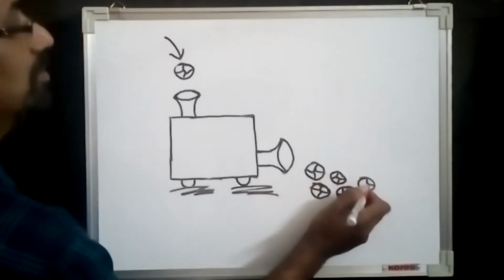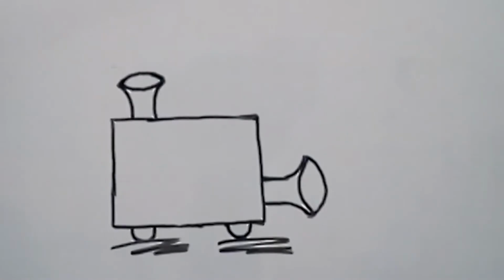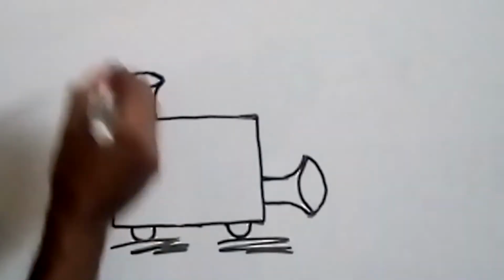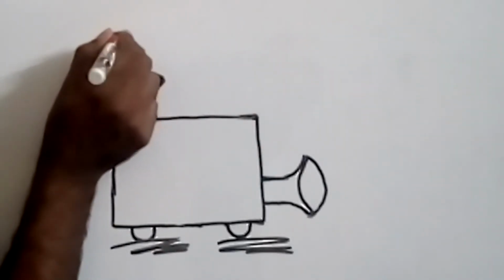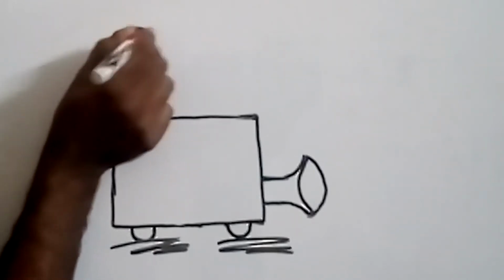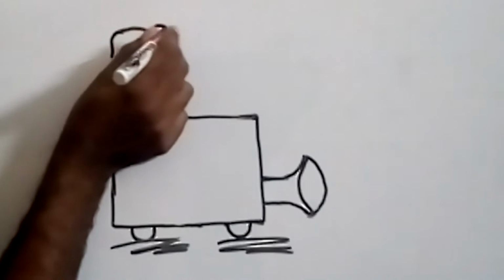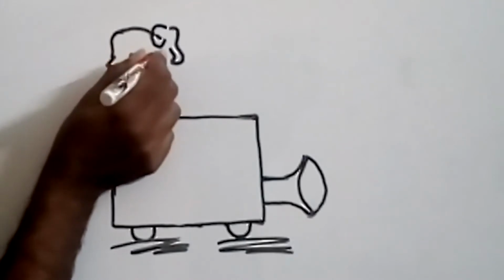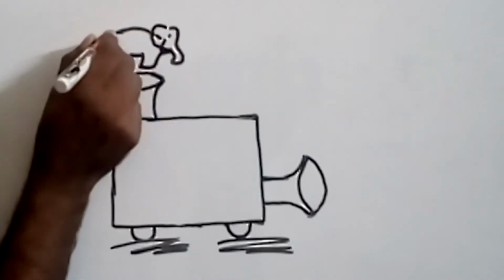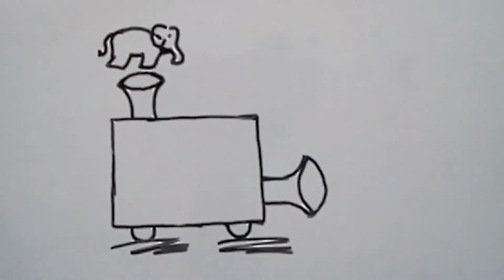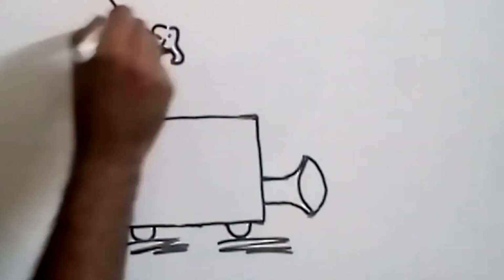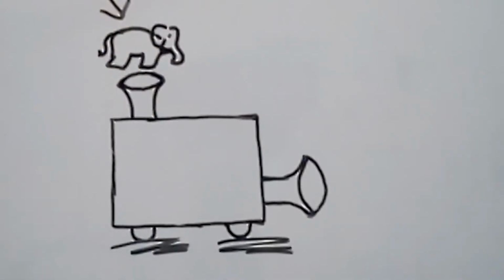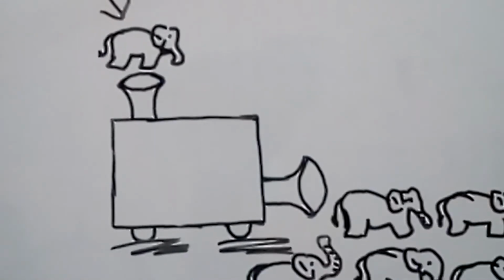This is a magic machine. See, I can put anything I like into this machine. If I put an elephant into this machine, the machine will give me back 5 similar elephants.